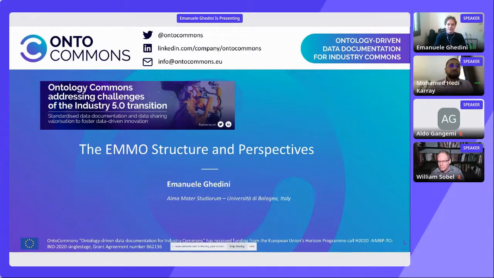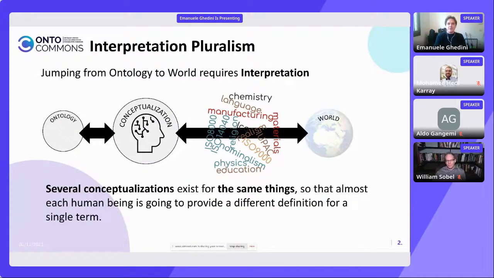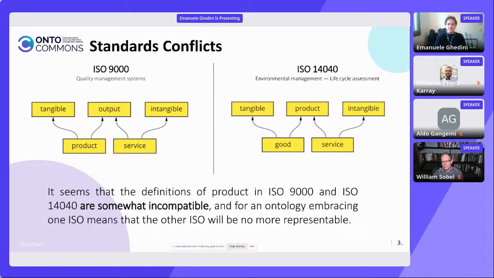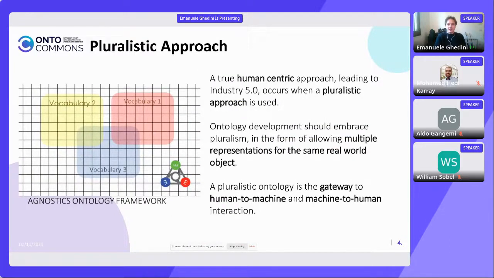Okay, good afternoon. Thanks for the introduction. I'm going to show you some insights about the EMMO structure and perspective. We started developing the EMMO by understanding that interpretation is a very important part of the ontological work. And we realized also that there exist several conceptualizations for the same thing. Every human being has their own different definition for every single term. And this is something that we have to deal with when building an ontology for a specific set of users. For example, we even have conflicting standards when we need to define what a product is. This type of different pluralistic interpretation of a term, in this case the product, happens even when you want to follow ISO standards. So the solution for this type of issue is not to fight against pluralism, but to embrace pluralism.